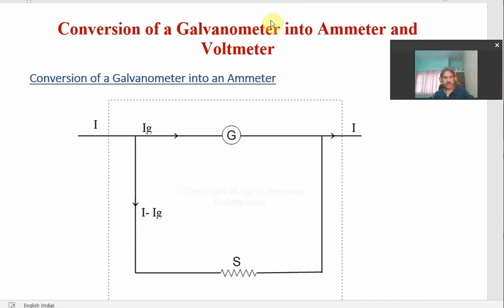So in our last class we discussed the sensitivity of the galvanometer and its accuracy. We discussed which factor we need to change and in what manner if we are willing to increase the sensitivity of the galvanometer, or if we are interested in increasing the accuracy of the galvanometer, right?